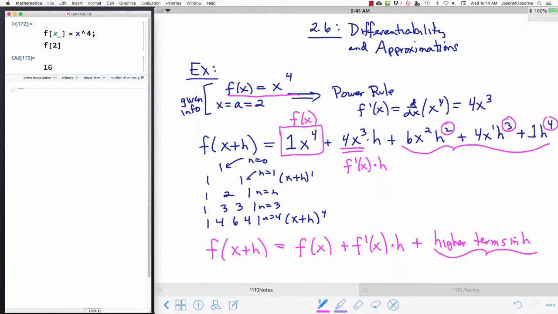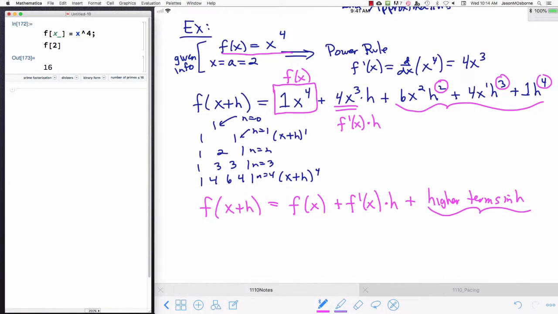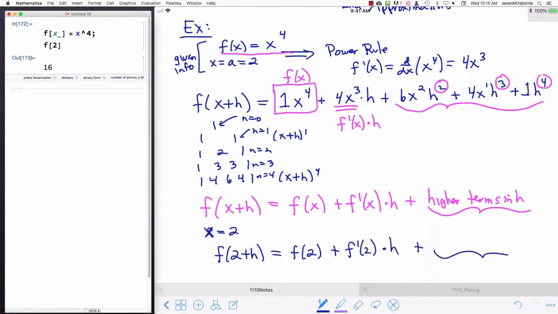Now what do we do with this kind of formula? What does this formula say? Notice, for example, that if you let x be the point that you're interested in, then f of 2 plus h is going to be the function evaluated at 2 plus f prime of 2 times h plus higher terms.